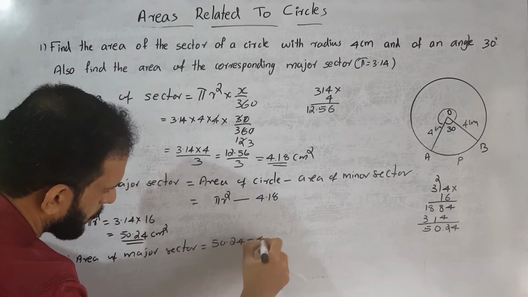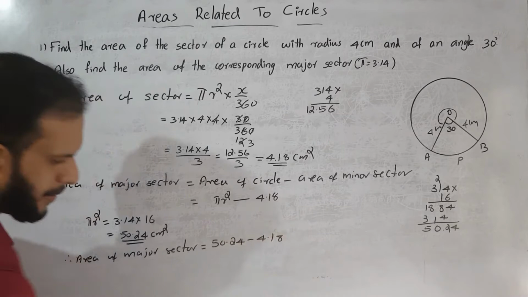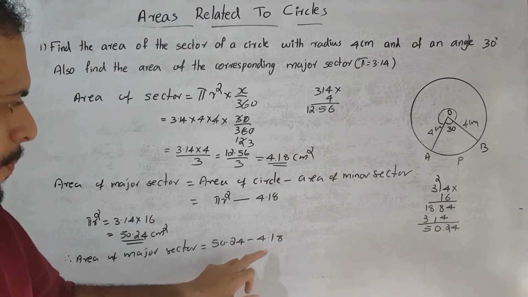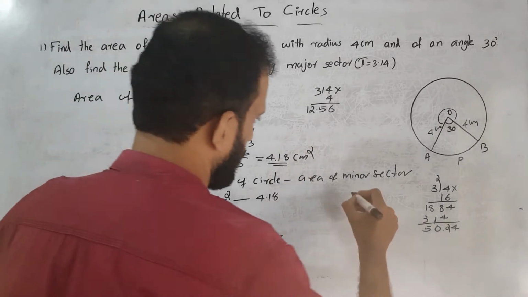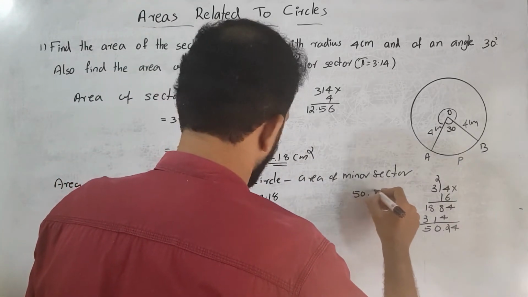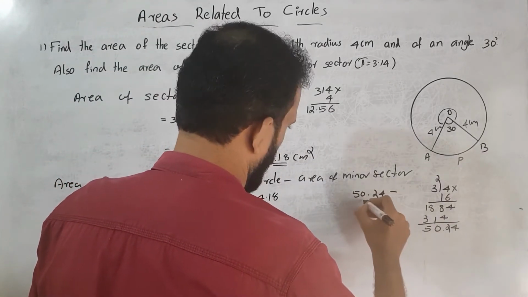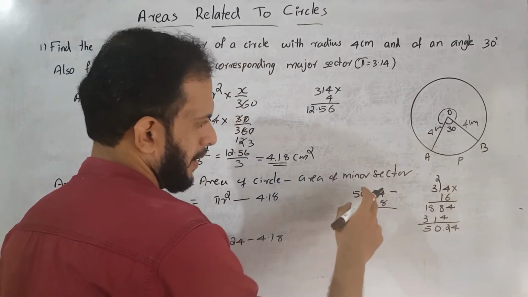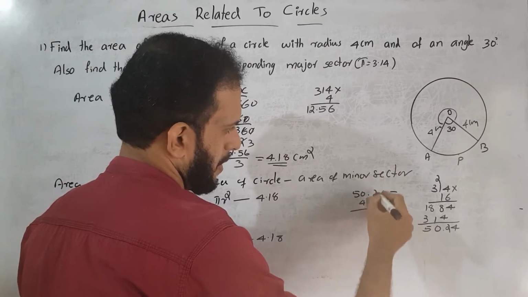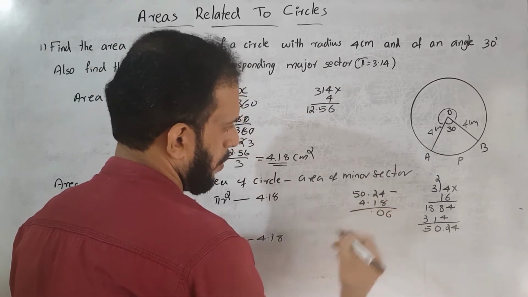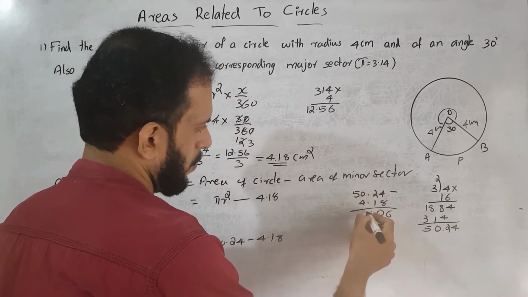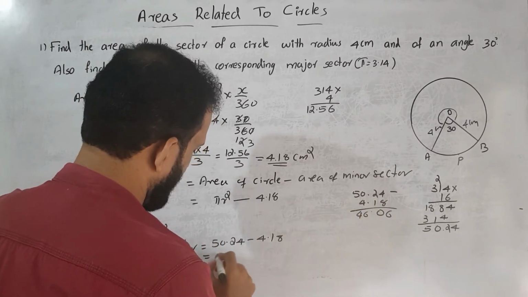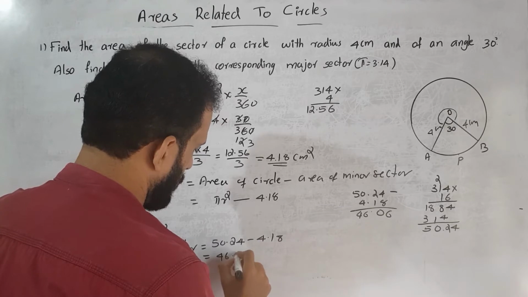Therefore area of major sector is equal to 50.24 minus 4.18. Okay, we subtract 50.24 minus 4.18. 14 minus 8 is 6, then 1 minus 1 is 0 point, then 10 minus 4 is 6, then 4, then we get 46.06.